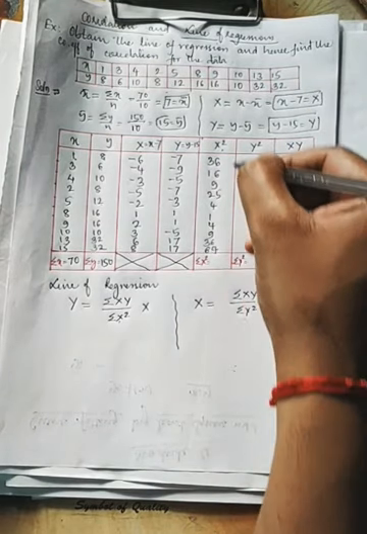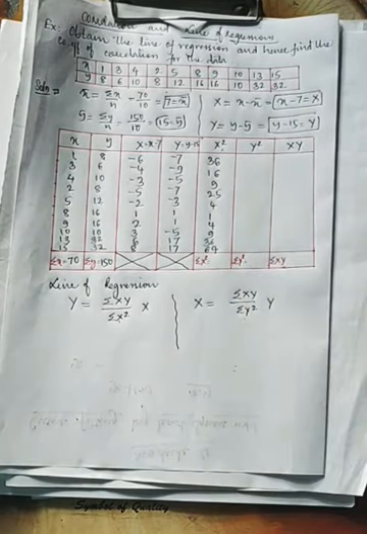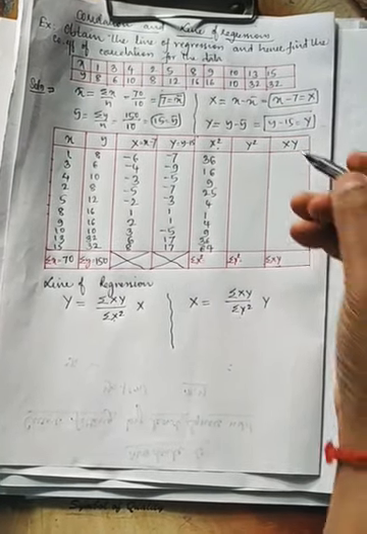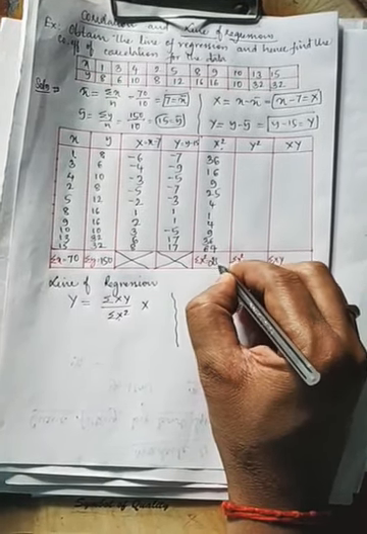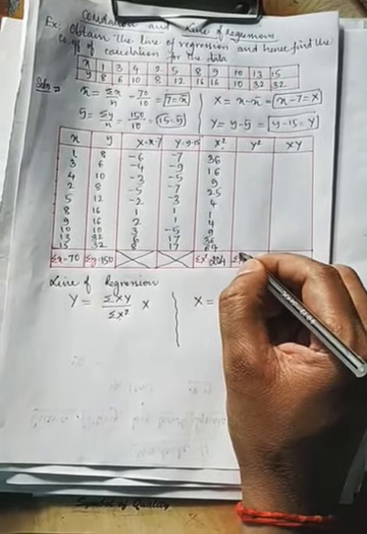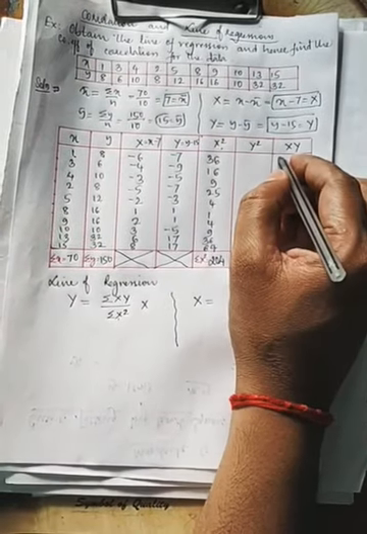So summation of this is required. Add all these columns to calculate. When you add all these columns, we'll be getting summation of capital X square, that is 204. Just verify. Next, Y square.